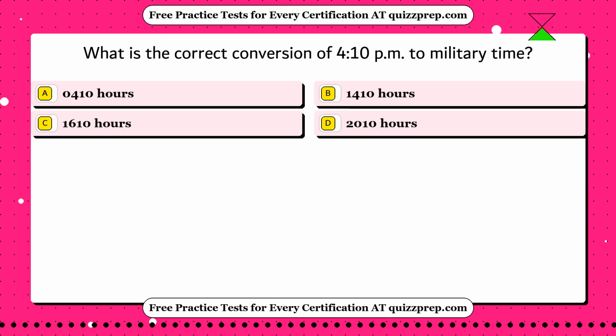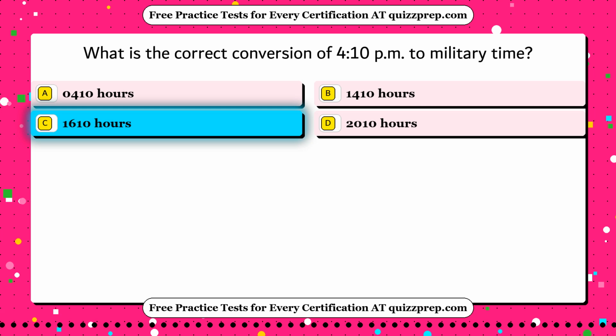Question 51. What is the correct conversion of 4:10 p.m. to military time? Option A, 0410 hours. Option B, 1410 hours. Option C, 1610 hours. Option D, 2010 hours.